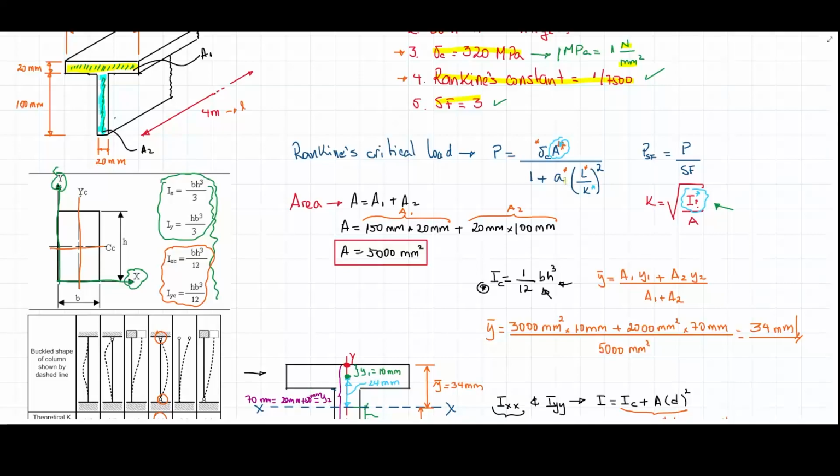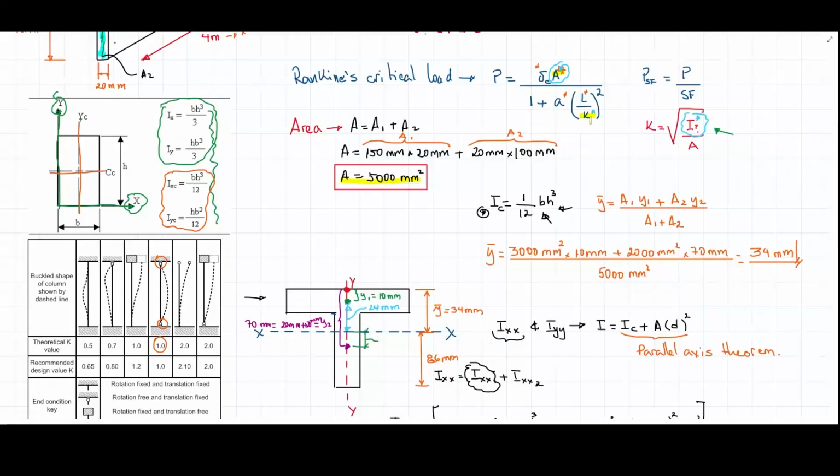When I postulate the Rankine's critical load formula, I know that there are several components of the formula which are known, like the crushing strength and the Rankine's constant. The length is known because, knowing the type of ending, I know the effective length. But I don't know right away the area of the section or the radius of gyration of that section. To calculate that area, I take advantage that these are two well-known areas, two rectangles, and I can say that the total area of the combined section is the area of the upper rectangle plus the area of the vertical rectangle. That gives me a combined area of 5,000 square millimeters.